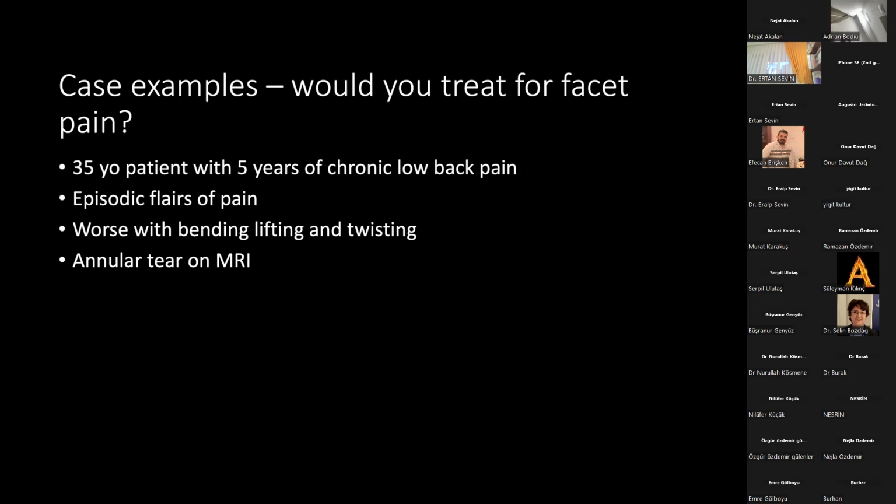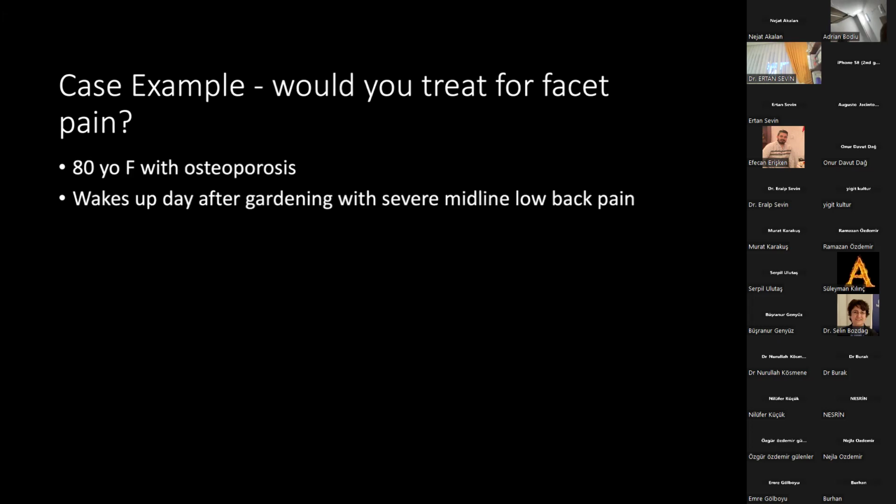So I have a few minutes left. I'm going to go over some case examples. So, would you treat for facet pain? If you have a 35-year-old, they have 5 years of chronic low back pain, it's episodic, it's worse with bending, they have an annular tear in the MRI. The answer is no. You don't do a medial branch block on this patient. You don't treat them for facet pain because they don't have facet pain.